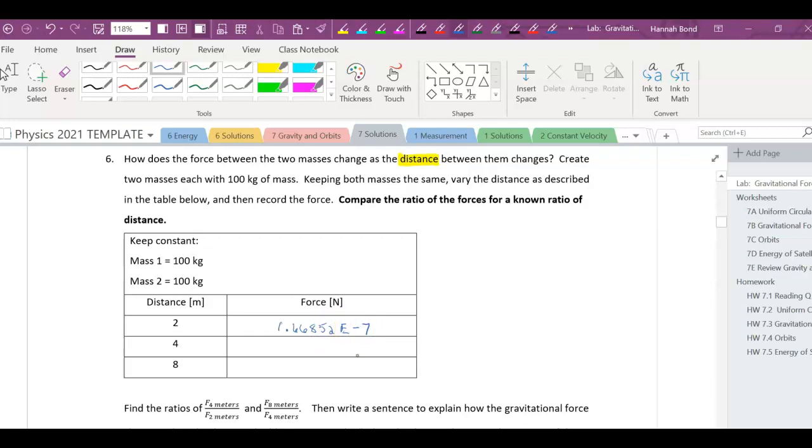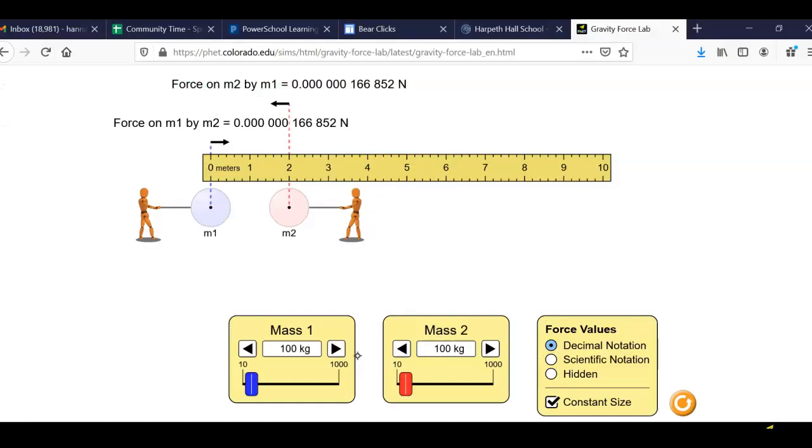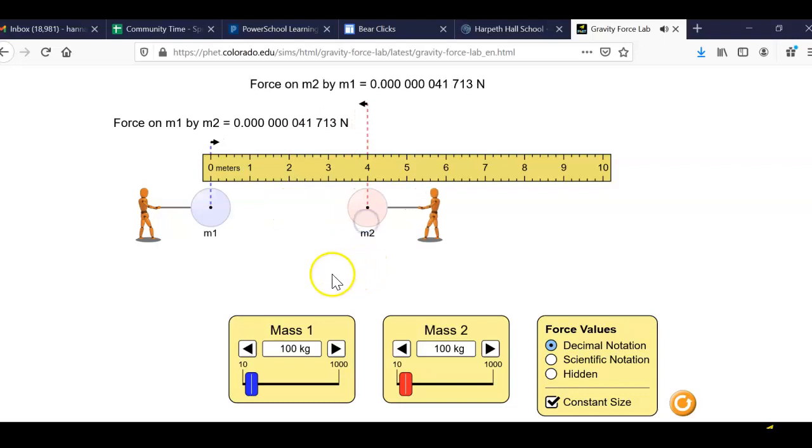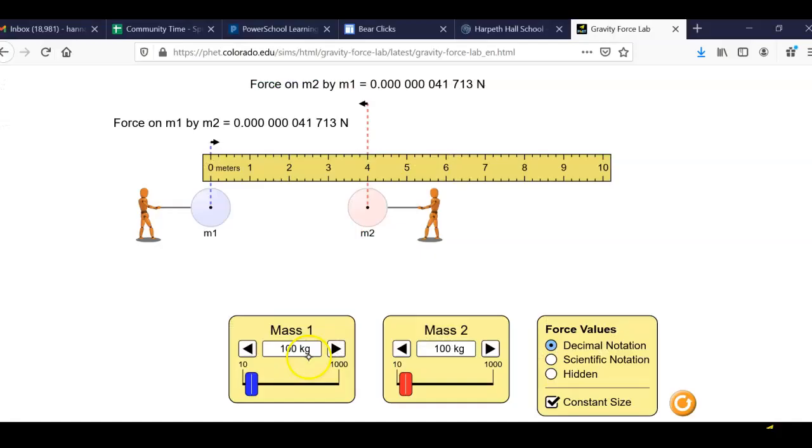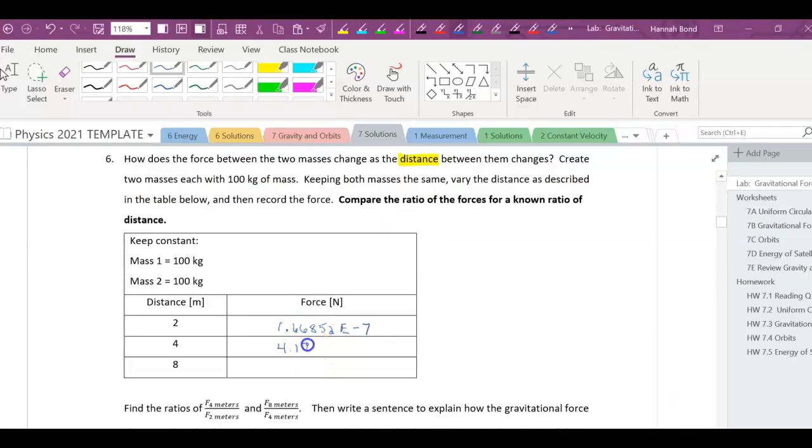Okay? Let's look at what the force is when they are 4 meters apart. Okay, now I can see I would have to move that decimal place 1, 2, 3, 4, 5, 6, 7, 8 places to the right to put this in scientific notation. And so I would have 4.1713 e to the negative 8.